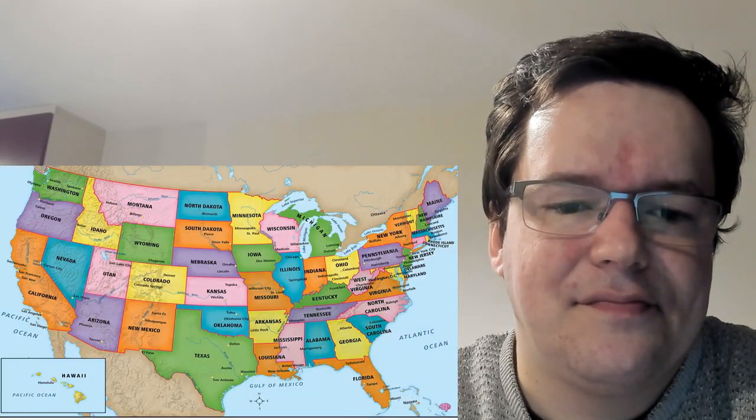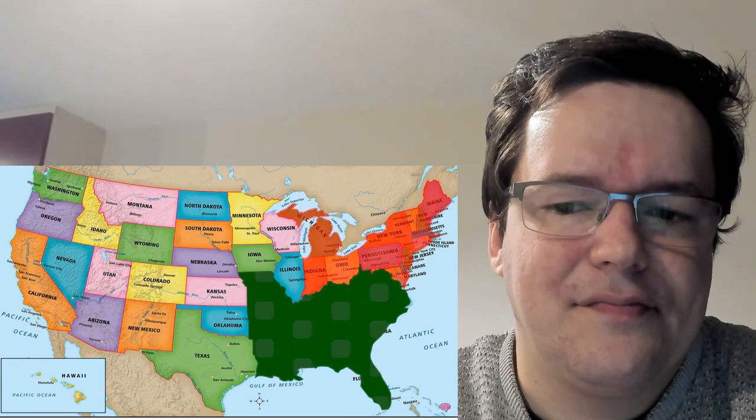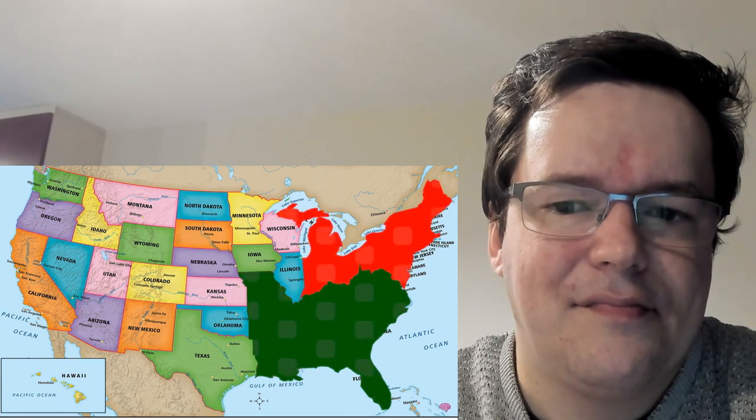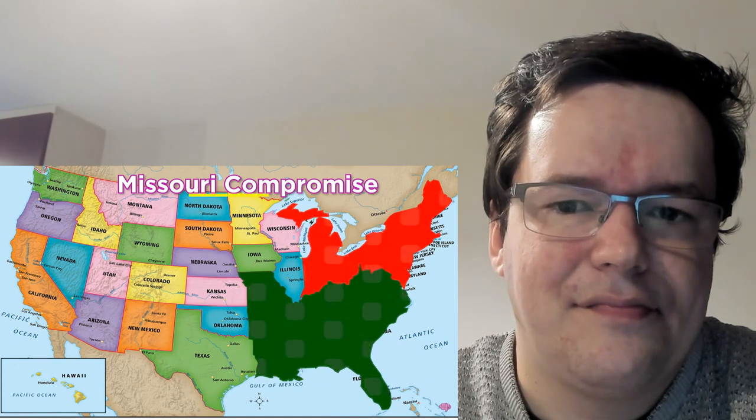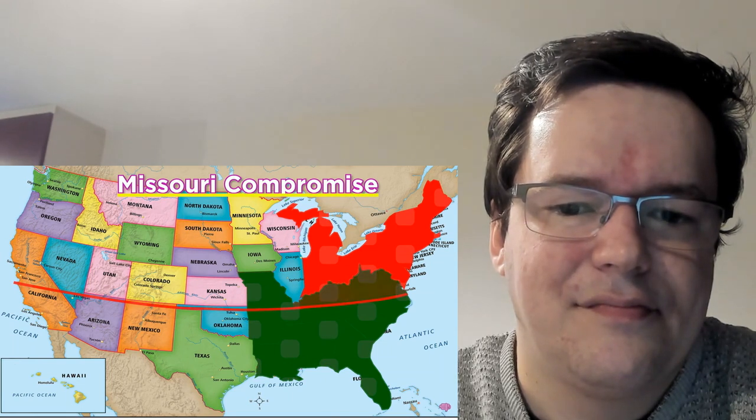As we know, in the southern states slavery was legal, while in the northern states slavery was illegal. In 1820, Congress enacted the Missouri Compromise. At the 36 degrees 30 minutes north parallel, in all states north of this line, slavery was illegal. Anything south of the parallel, slavery was legal.